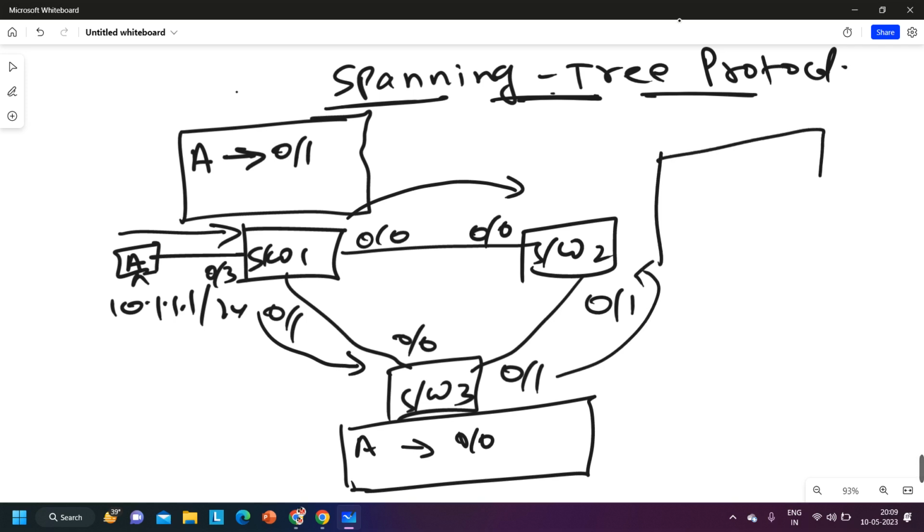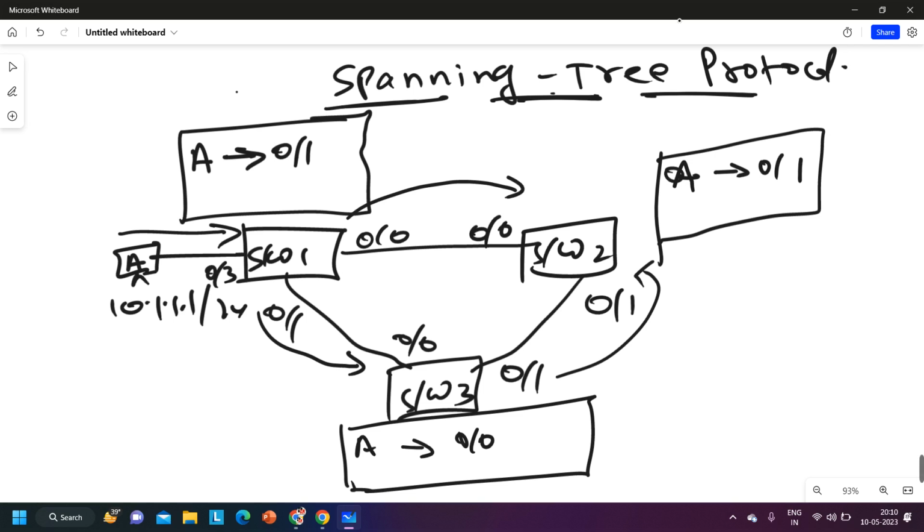Switch 2 will also make an entry in its MAC address table. Switch 2 will receive the first frame from switch number 1. So it will learn the source MAC address on which interface? On interface 0/0. After some time, it will receive the same frame on 0/1. So it is going to change the port ID. After some more time, it will again receive the same frame on 0/1. Again, it will change its entry. Again, it will receive the same frame on 0/1.